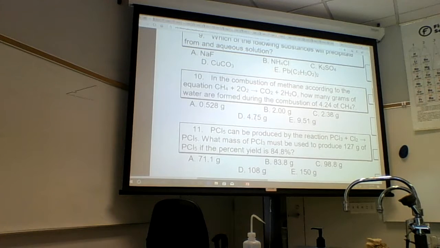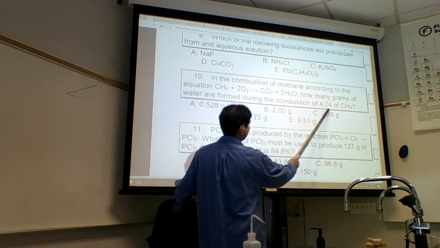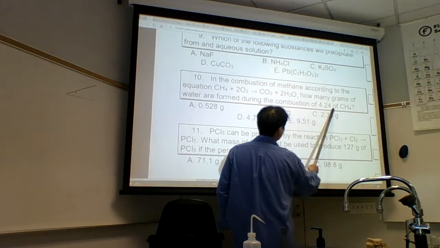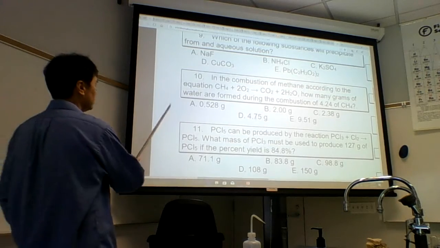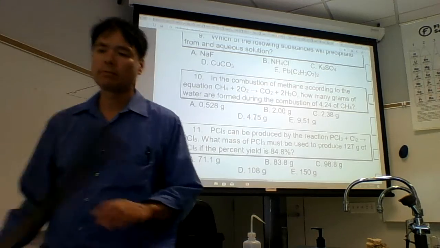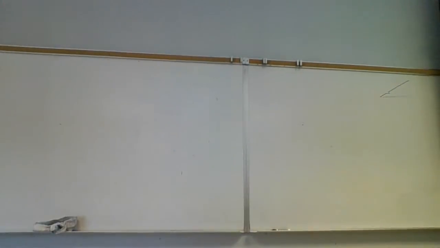10. In the combustion of methane, according to the equation, how many grams of water are formed during combustion of 4.24 grams of methane? So this is your basic stoichiometry problem from chapter 10. And the way I do stoichiometry is I like to set it up via dimensional analysis. So this is the way I use it.